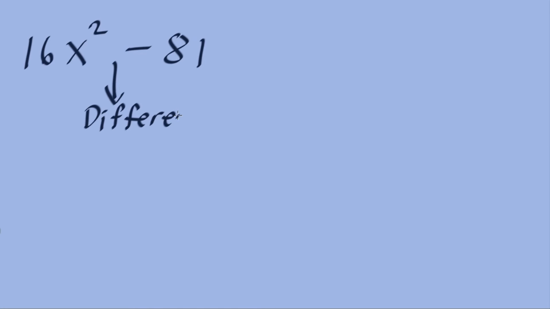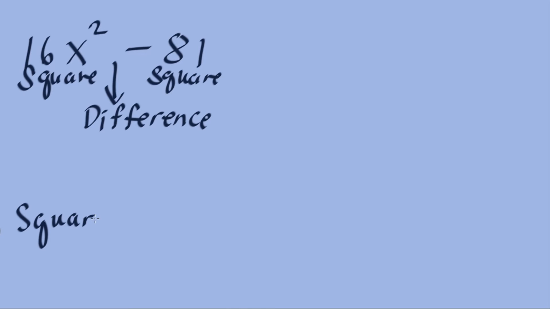So let's say factor, say 16x squared minus 81. Again, this is a difference. The difference of two perfect squares. 16x squared is a perfect square. Now 81 is also a perfect square. So by the way, what are the perfect square numbers? What are those squares?